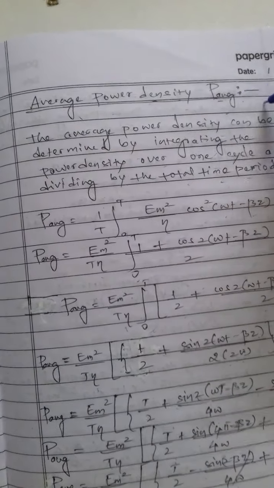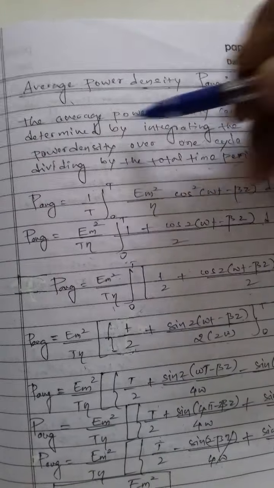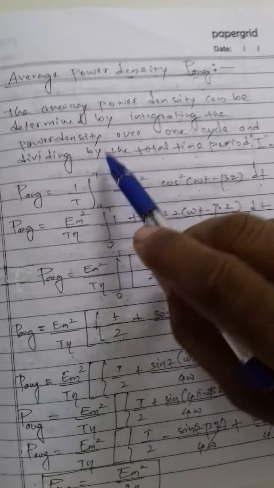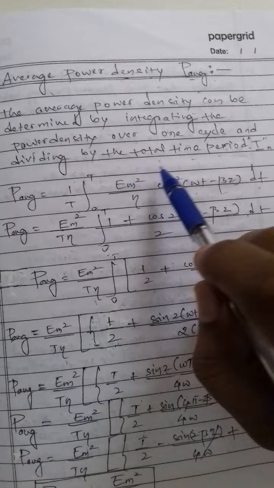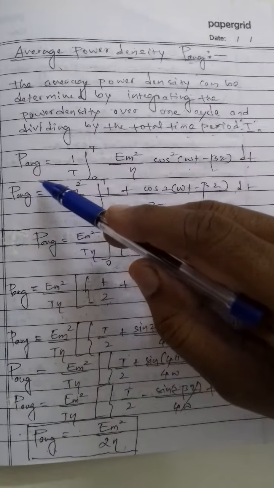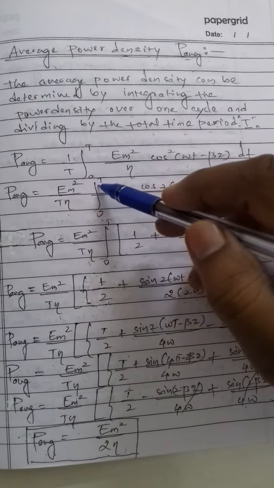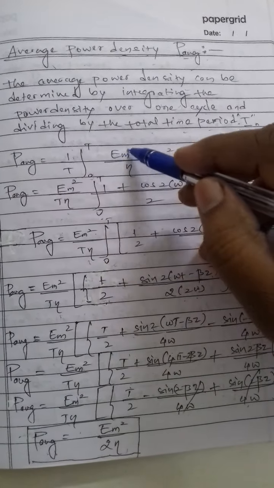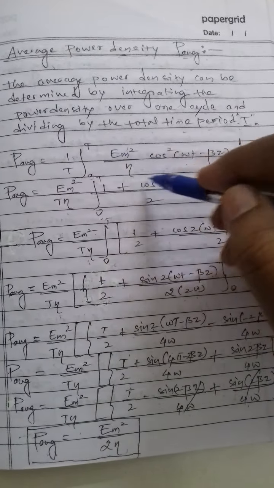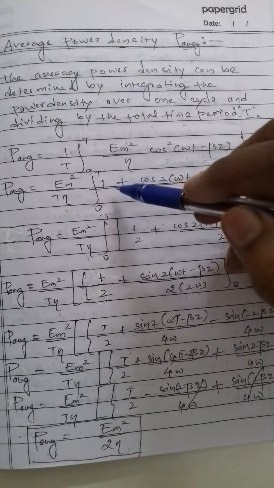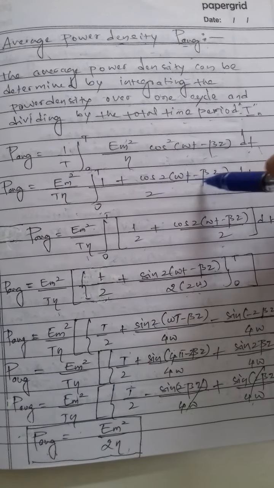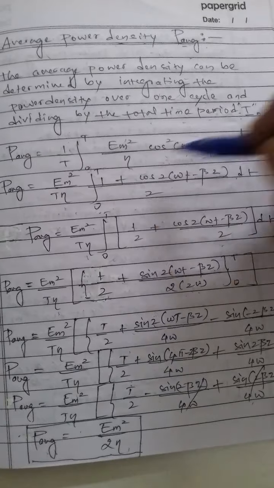The average power density can be determined by integrating the power density over one cycle and dividing by the total time period T. The average power density is 1 upon T integral 0 to T of Em square upon eta cos square of omega t minus beta z dt. This equals Em square upon T eta integral 0 to T of 1 plus cos of 2 omega t minus beta z upon 2 dt.